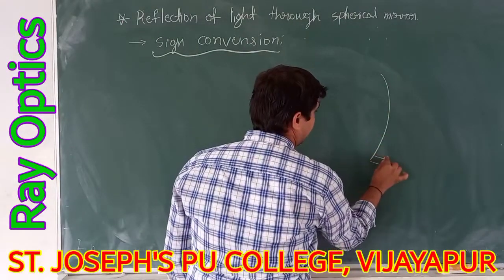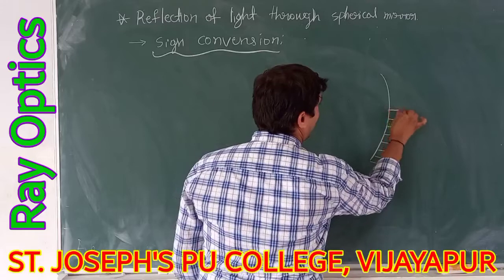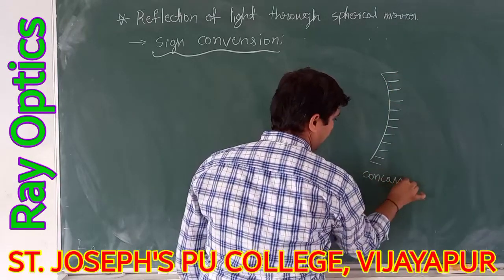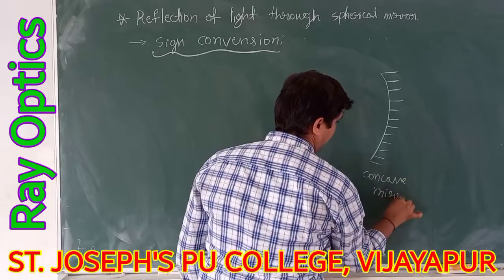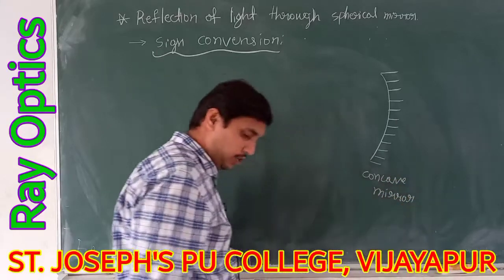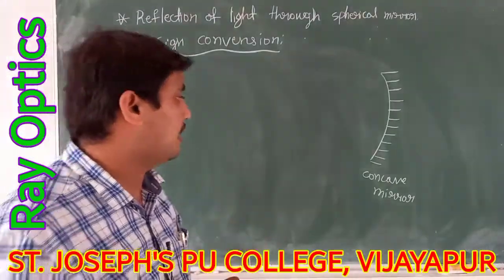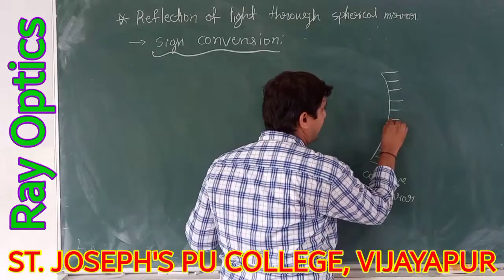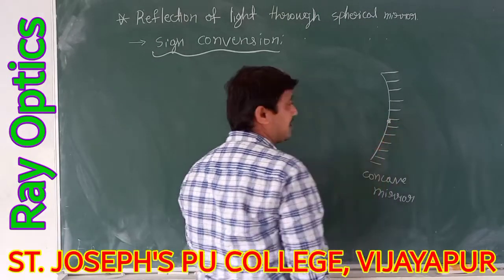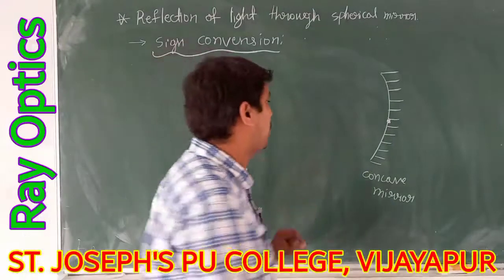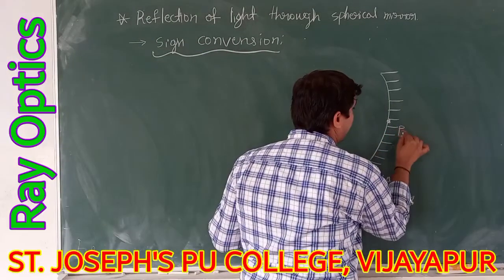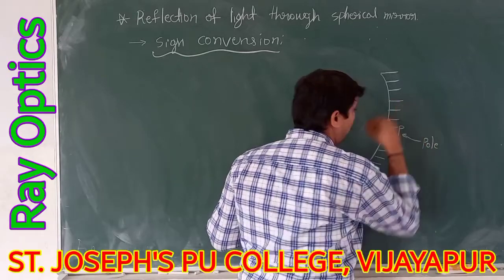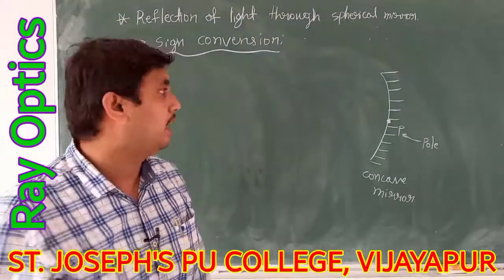So I will consider a concave mirror, okay, that is a spherical mirror itself, either concave or convex. Here I will consider a concave mirror, right, and the geometrical midpoint of this concave mirror, we will call it the pole of the mirror, indicated by P here, pole of the mirror, right.